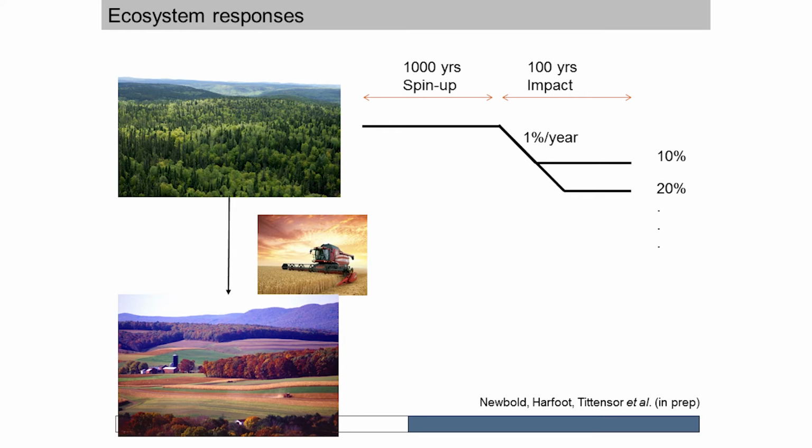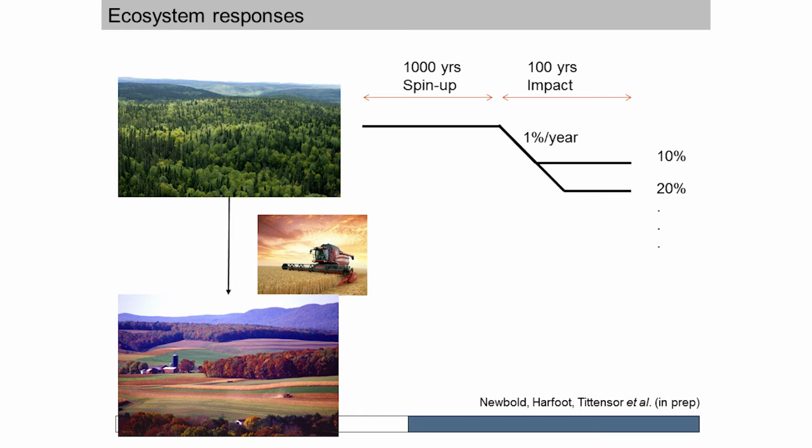So here we're modeling the conversion of pristine ecosystems to human-modified ones. And we do that in the Madingley model by human appropriation of net primary productivity. So in other words, we're assuming that some of the productivity that would have occurred in the natural system is being taken out and used by humans instead of the natural ecosystem.